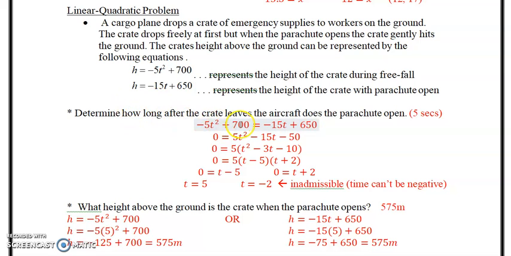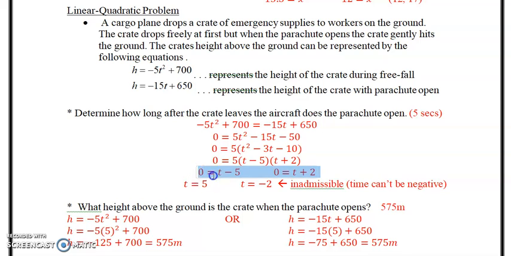We can use substitution here, which is great. So we set them equal to one another. We set it equal to 0. We use factoring if possible, so I've taken out a GCF of 5. This worked out nice because it factored: two numbers multiplied together give me negative 10, added together give me negative 3, or negative 5 and 2.